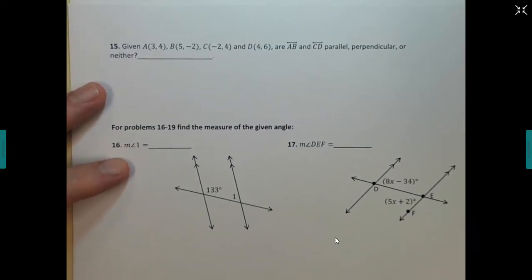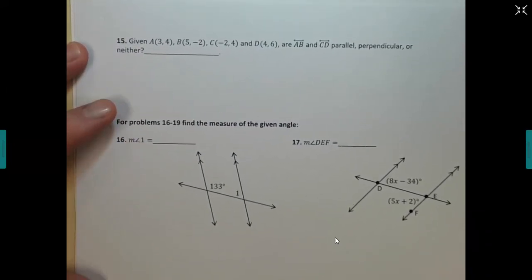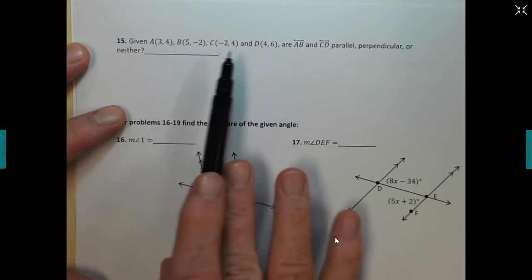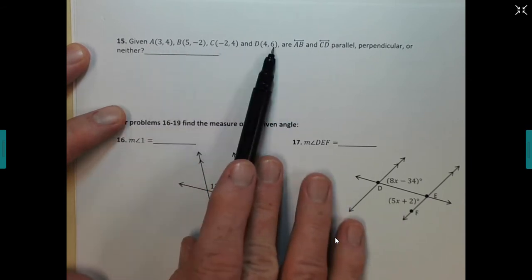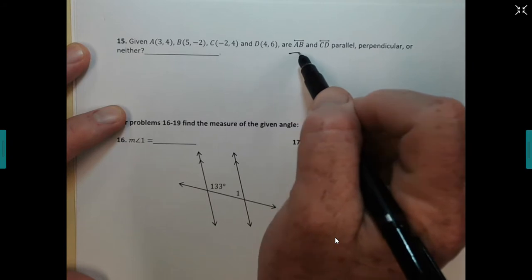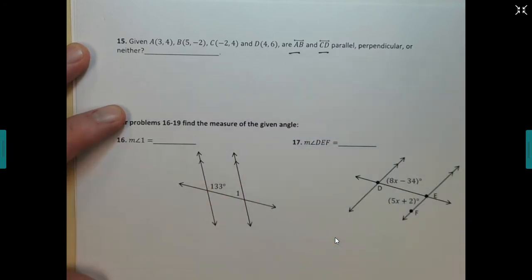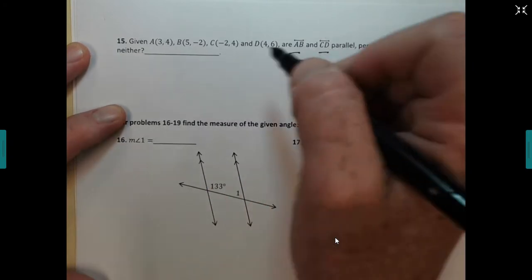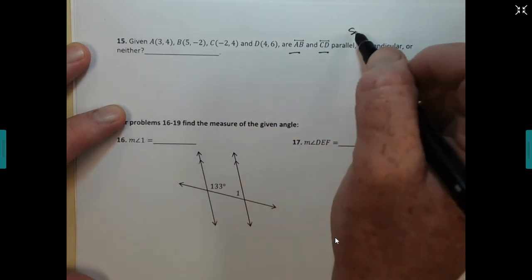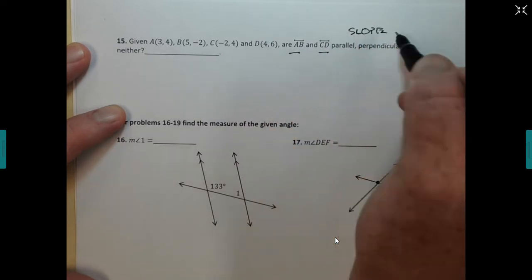Here comes page four. Given I've got 4 points here, they're asking if line AB and CD are parallel, perpendicular, or neither. That means this concept is coming down to slope.